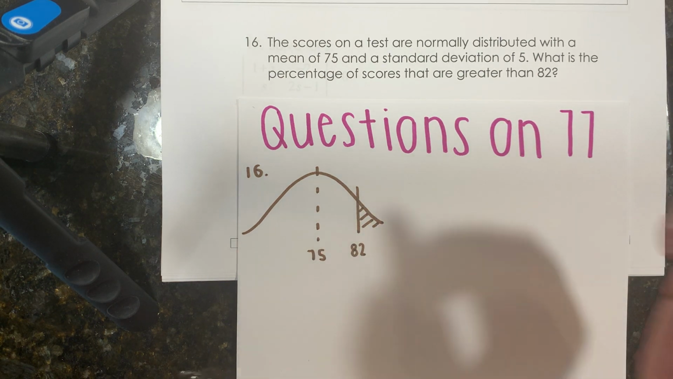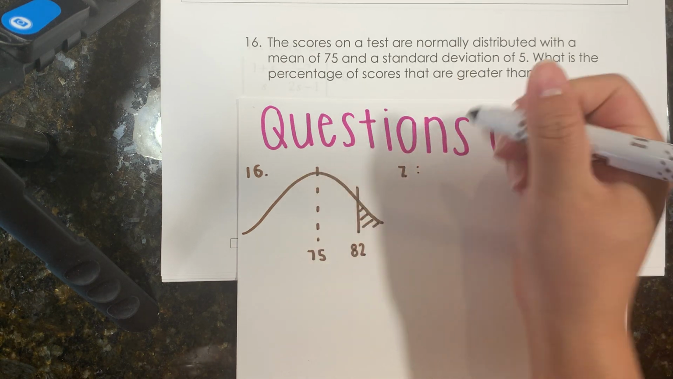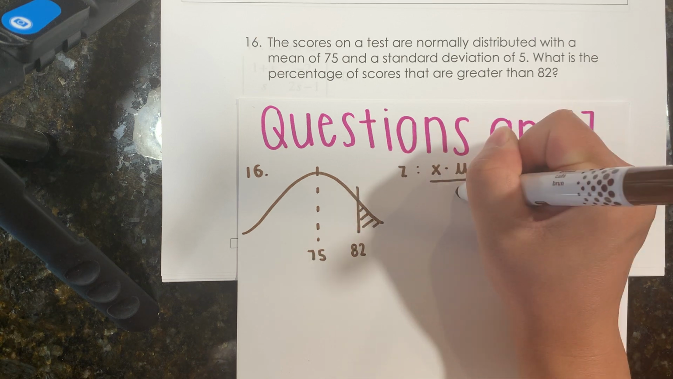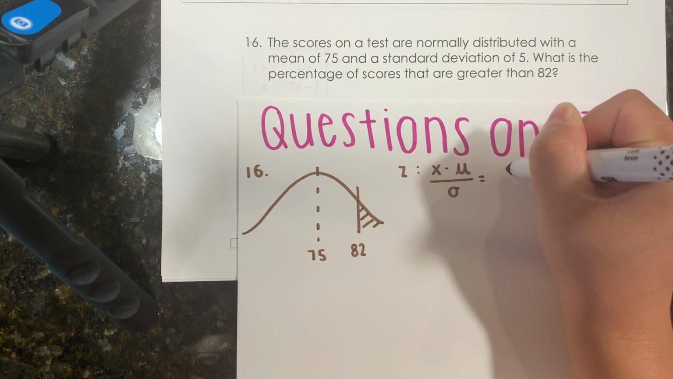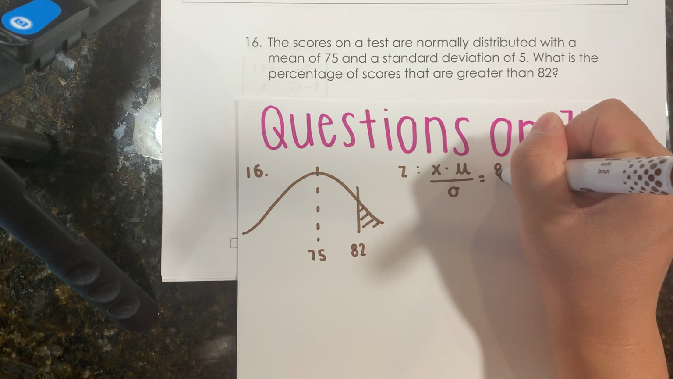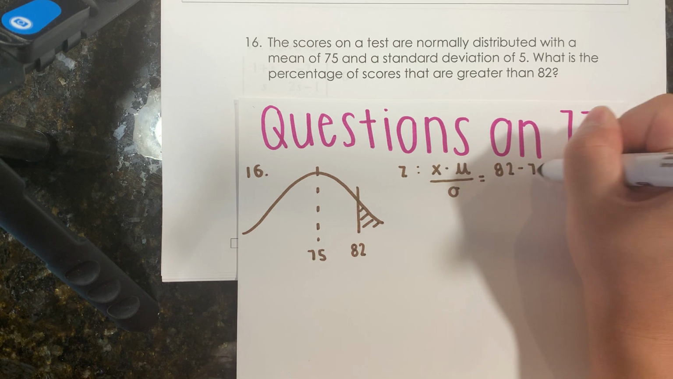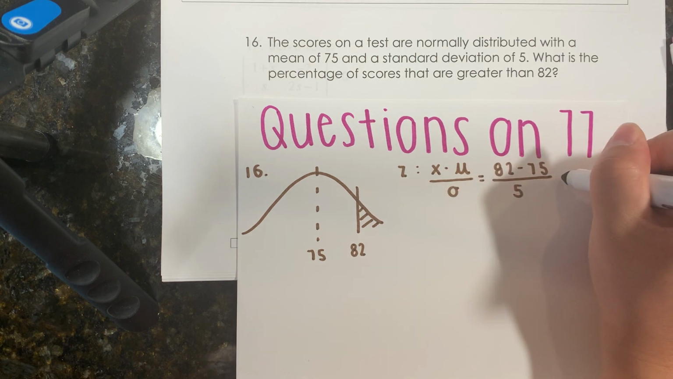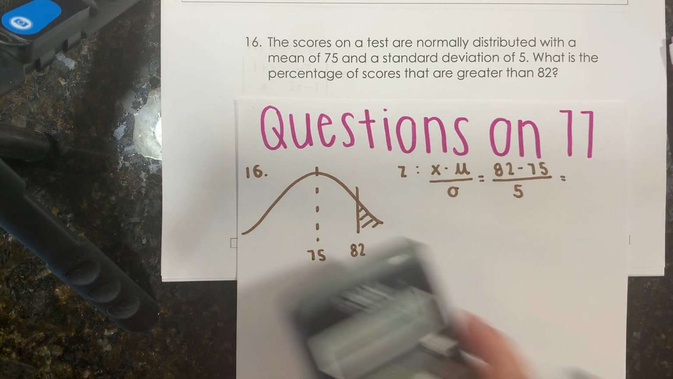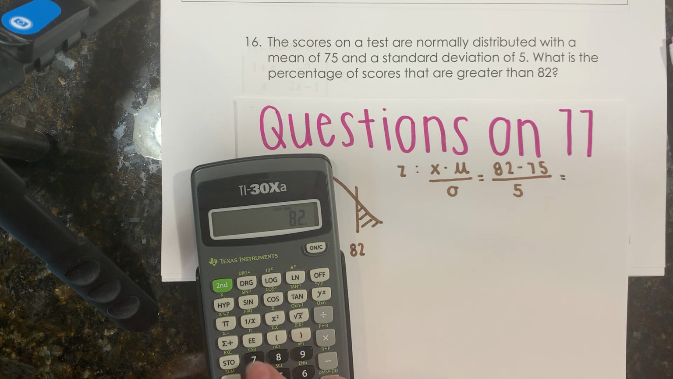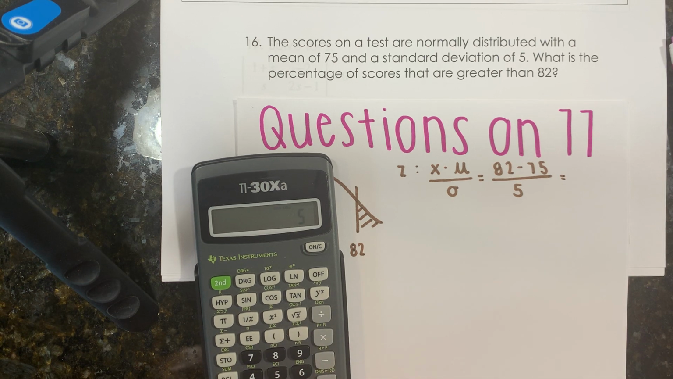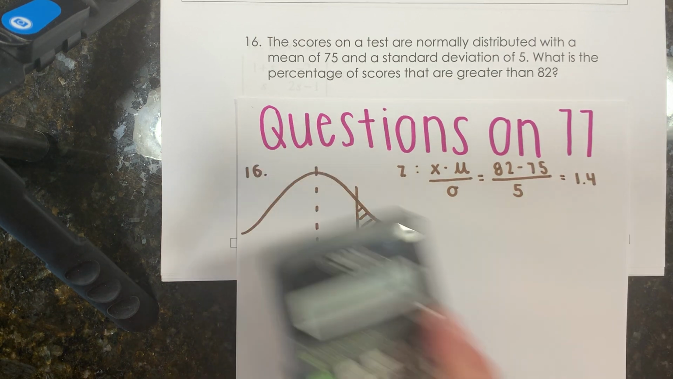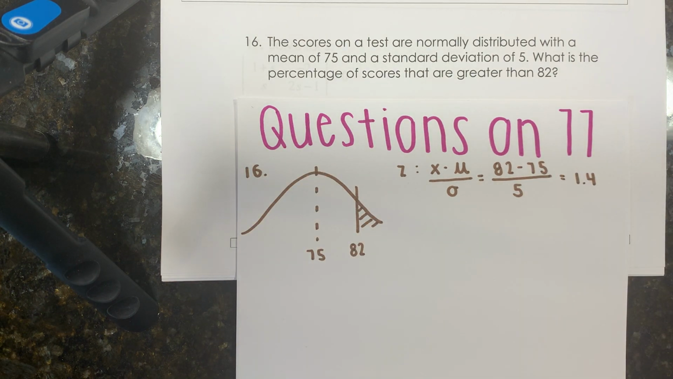So we're going to calculate something called the z-score, and that's going to be x minus the mean divided by the standard deviation. The x is going to be the 82, the score you're focusing on, minus the mean, which is 75, divided by the standard deviation, which is 5. And you can use your calculator to do this. So 82 minus 75 divided by 5 gives us positive 1.4. That's how many standard deviations away from the mean this value is.